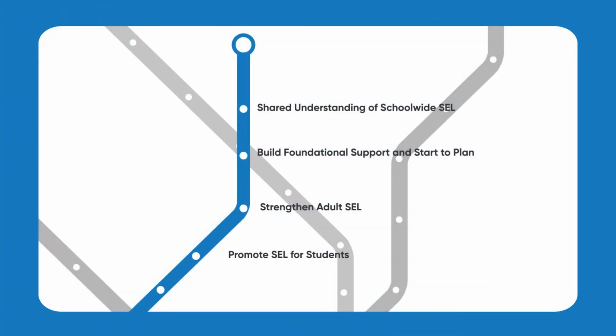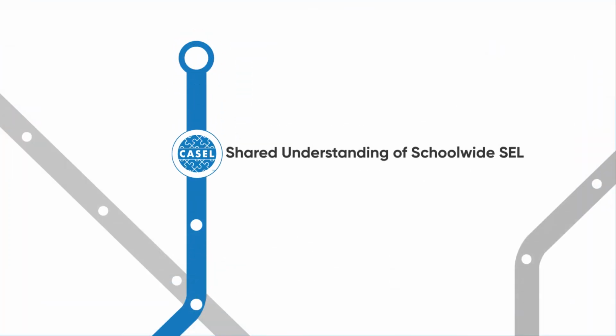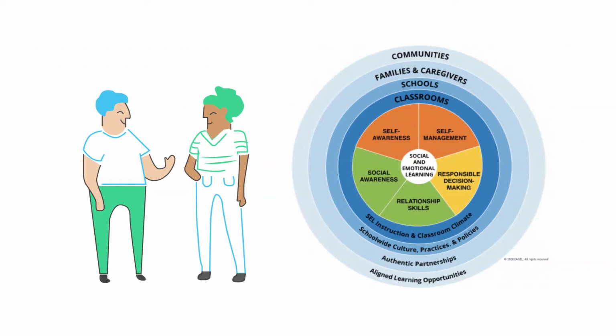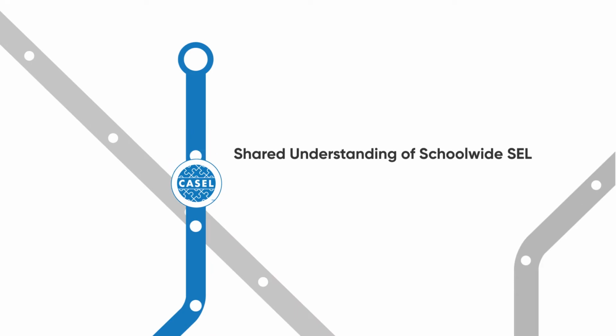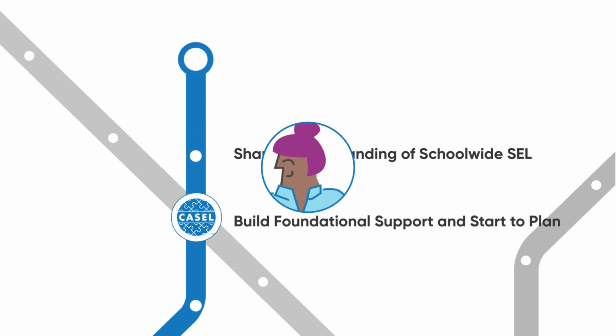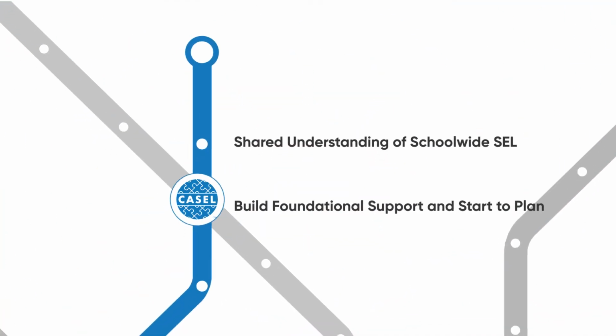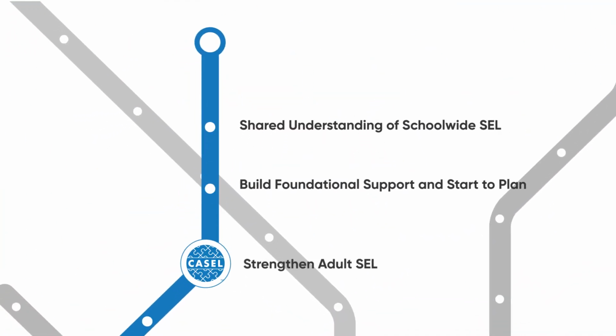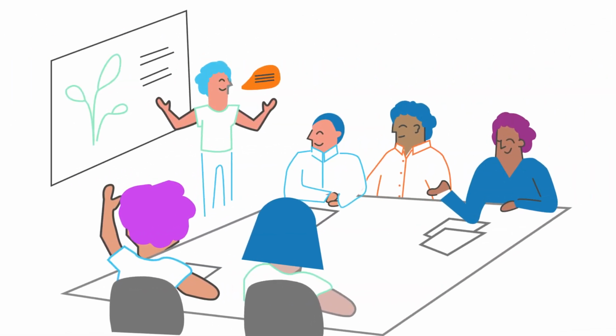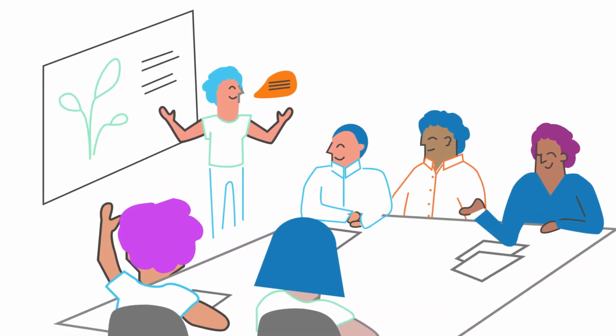The course is designed to set you up for success that's sustainable. Our experienced team will walk you through the whole process. It starts with helping your community develop a shared understanding of what school-wide SEL actually means. Then, we'll show you how to engage others to build support and develop an SEL vision for your school. Next, we'll discuss how to deepen the SEL expertise of the adults in your school and build a supportive work environment to teach and model social and emotional skills.